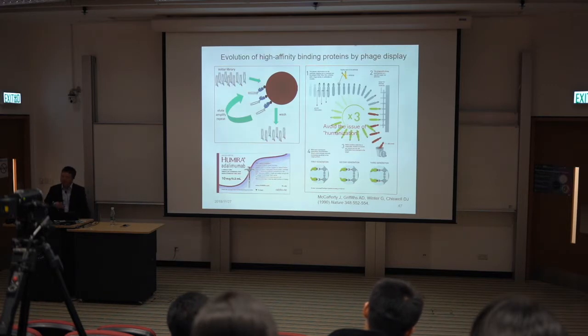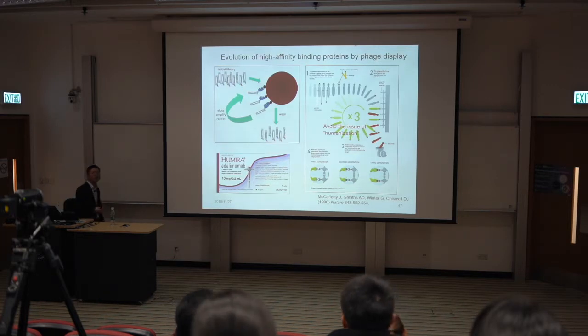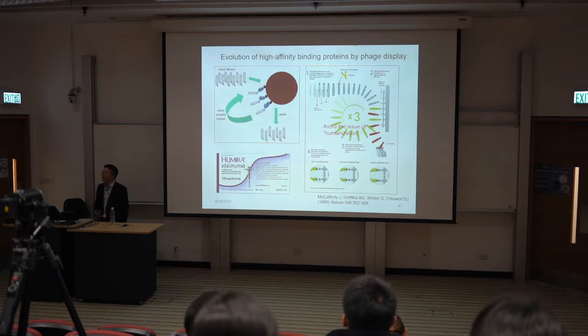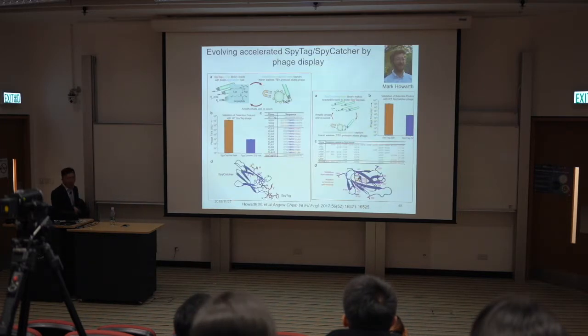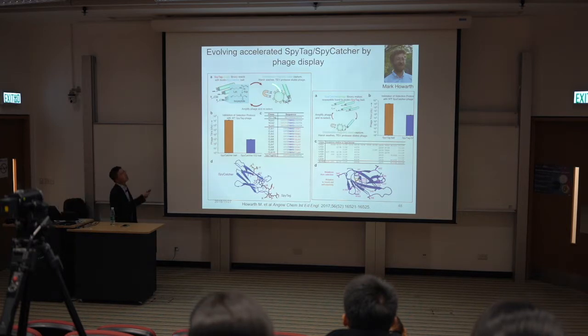Okay, so you can circumvent humanization problems for developing monoclonal antibodies. So let's go back. How can we evolve SpyCatcher to make it click chemistry-like? Howard's approach is simple, very straightforward. First, Howard displayed SpyTag variants on the phage surface.